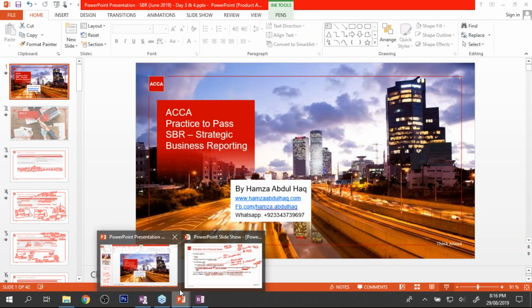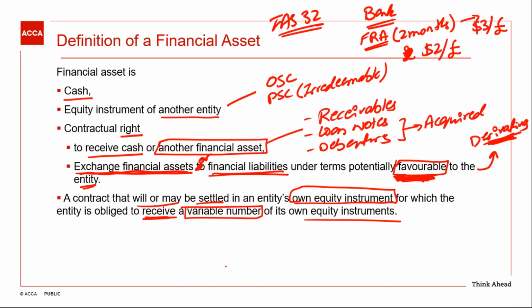Okay, so now let's get back onto the definition, which actually says one more thing: if we have a contract that will or may be settled in an entity's own equity instrument, for which the entity is obliged to receive a variable number of its own equity instrument, such contracts will also be classified as a financial asset. Now, this is something even more difficult to understand. Let me give you an example for this on the OneNote again.